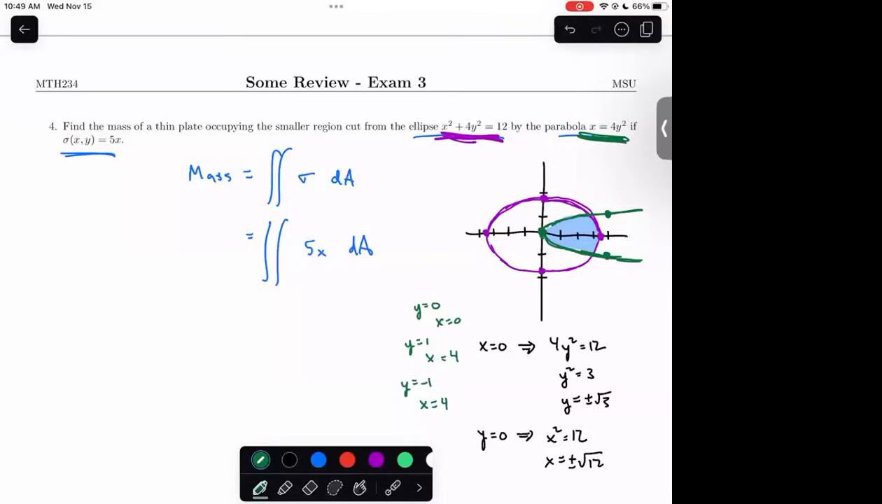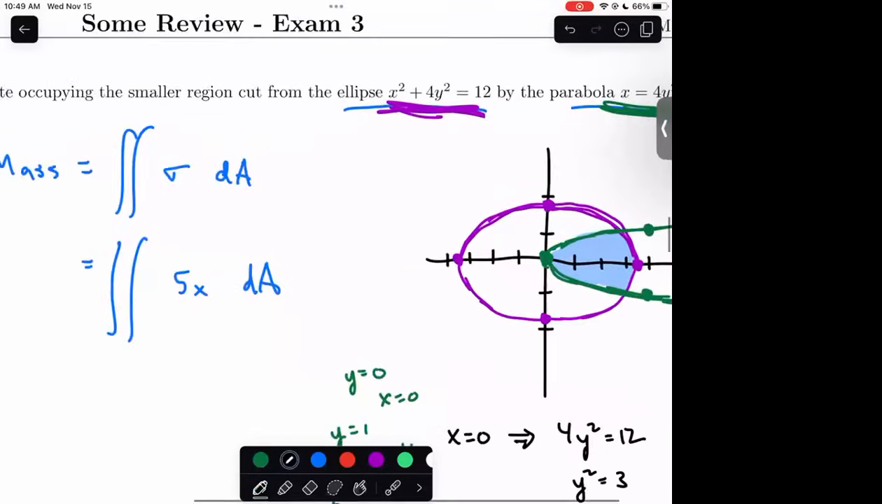Can anyone tell me which one is much, much better? Let's go down here this time. X. So I agree that integrating with respect to x first is much, much better than integrating with respect to y.